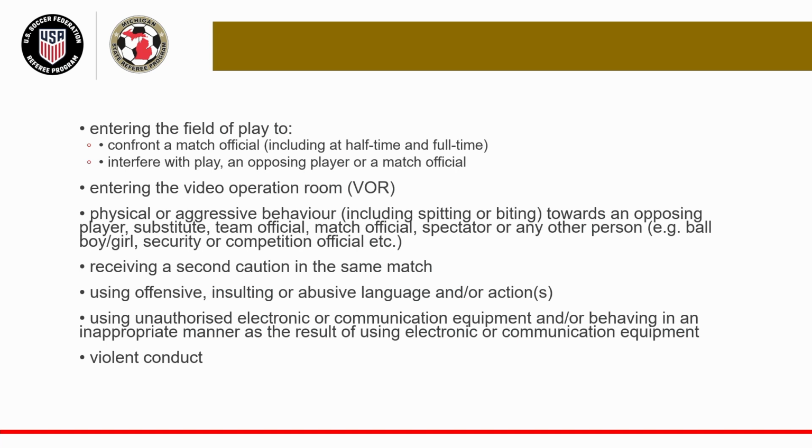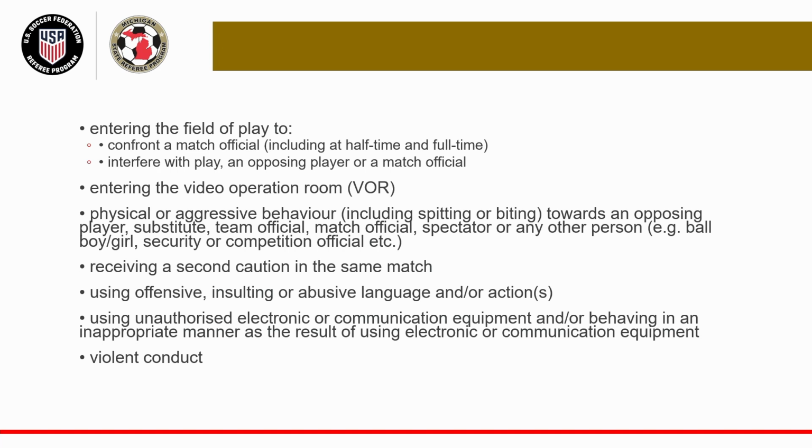The list continues: entering the field of play to confront a match official, interfere with play, or an opposing player or match official; entering the video operation room. This is not really relevant for youth games in the state. Physical or aggressive behavior towards an opposing player, substitute, team official, match official, spectator, or any other person. That includes ball boy or girl, security, or competition official. On a youth game, this can easily include parents or siblings or guardians, family members watching the game.